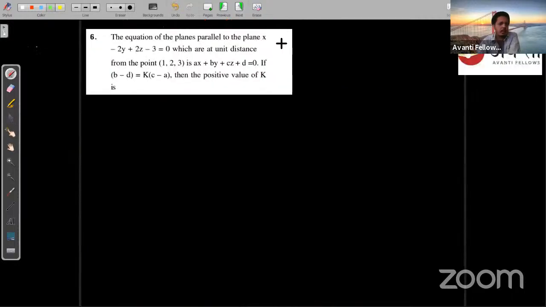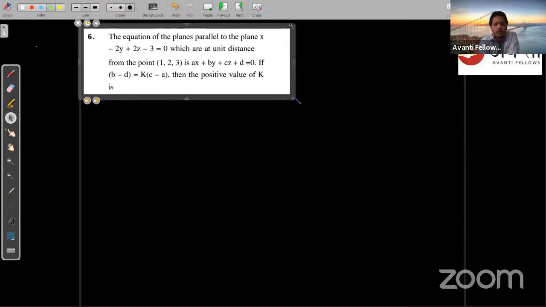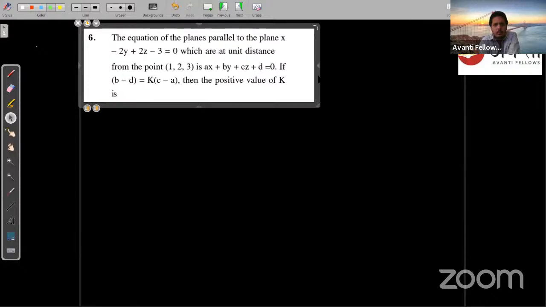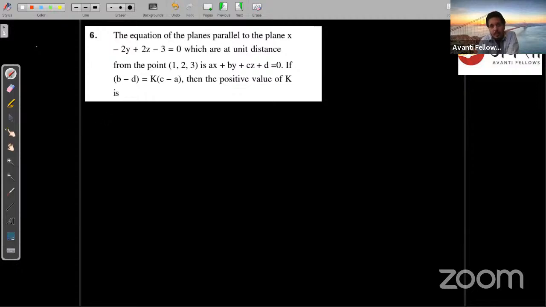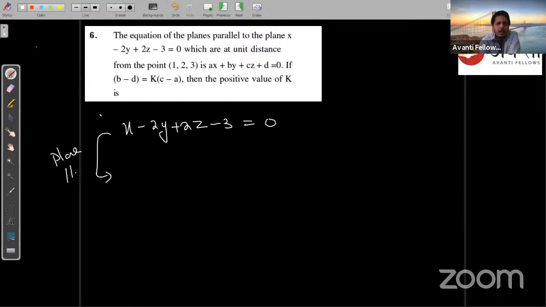What is the next question he has given to us, guys? Equation of planes, equation of the planes parallel to the plane, right? So what is the given plane? First of all, let me write it down. x minus 2y plus 2z minus 3 is equal to 0 is the equation of the plane which he has given to us. So he is asking for the plane parallel to this plane.